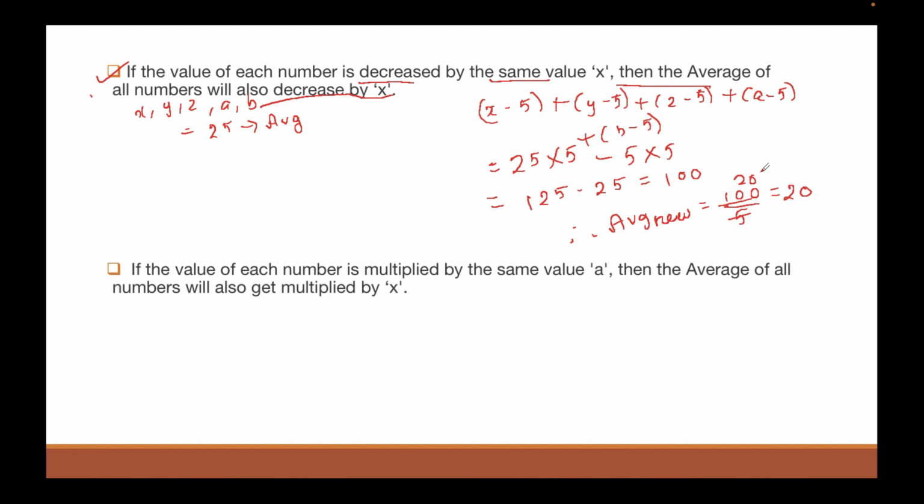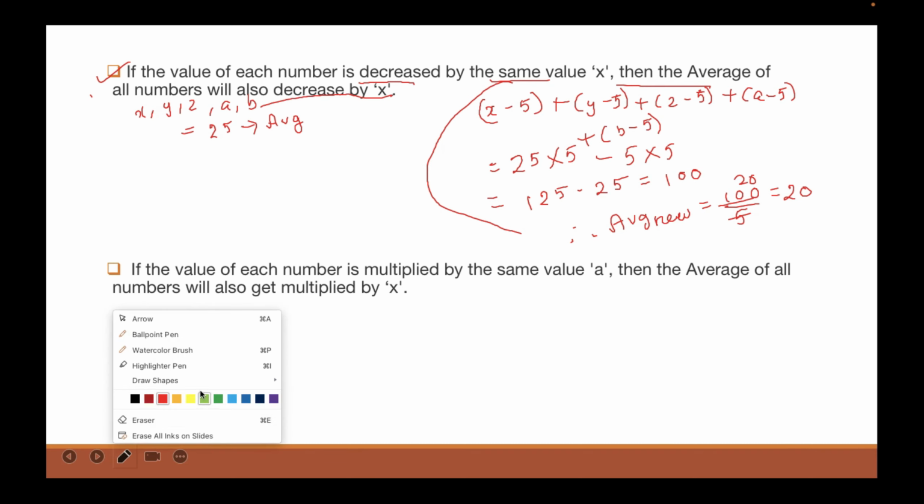Now instead of doing all these things, what we can do, we can simply write it here. What we can write, I am again changing the color so that it is easier to understand.